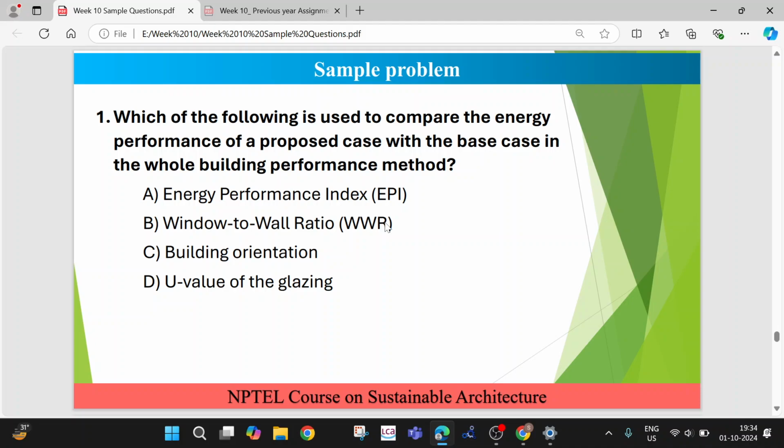Let's finish it fast. So first question is there: which of the following is used to compare the energy performance of a proposed case with a best case in the whole building performance method?